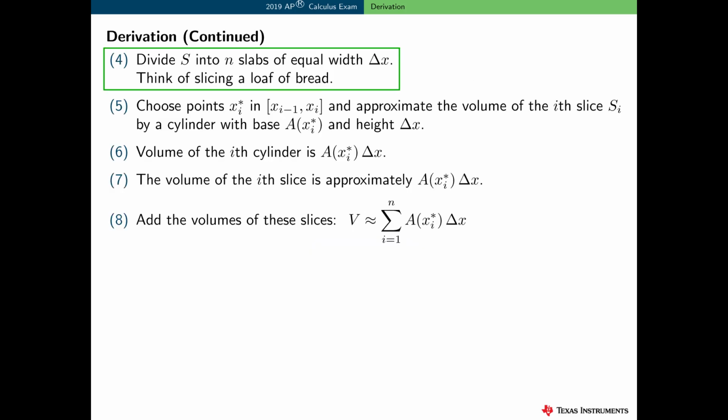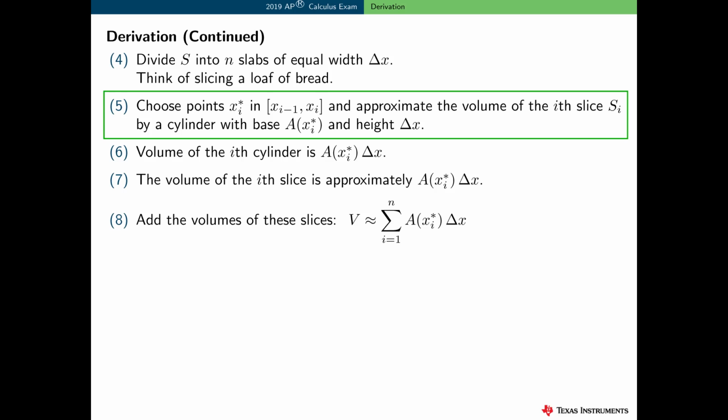Let's continue and use these definitions to get an estimate of the volume of S. So divide the solid S into n slabs of equal width delta x. So a slab is like a thick slice. Think of slicing a loaf of bread. Choose points x sub i star in the interval x sub i minus 1 to x sub i, and approximate the volume of the ith slice S sub i by a cylinder with base area A of x sub i star and height delta x. Okay, it's a cylinder on its side.